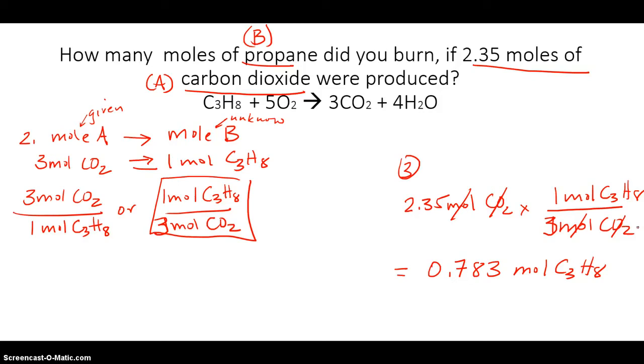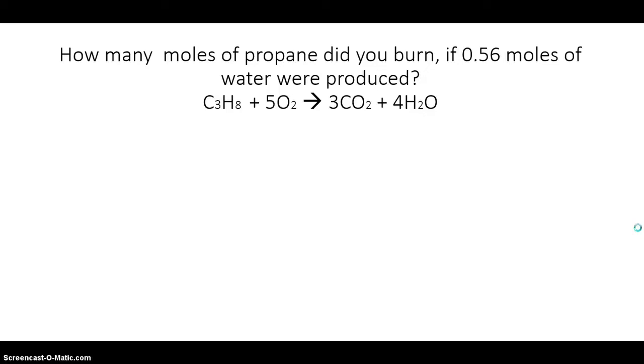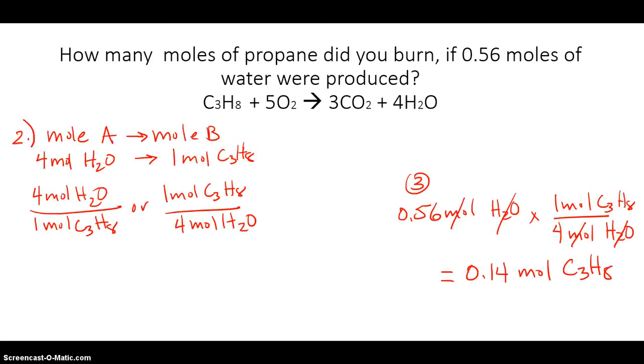Let's look at one more problem, and that hopefully will give you enough to work through some mole-to-mole problems. I'm going to set this one up and just talk you through it once it's set up. For this equation, we have how many moles of propane did you burn if 0.56 moles of water were produced. Again, we have our balanced equation, and the first step is that you want to get this mole ratio. My known in this case is water. That's the value that has a number, and my unknown is the propane.